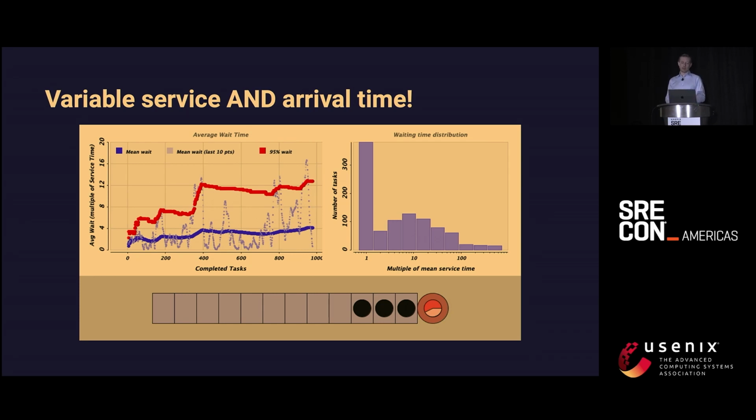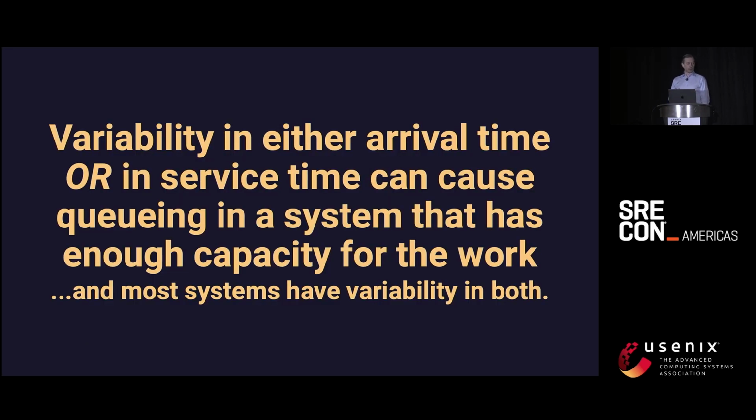Service time is a little less clear. If you imagine a web service that does nothing but perform a mathematical operation on a lightly loaded server, it's possible you can have relatively stable service time. But if a service has to use a disk, talk to a database, or call additional services, it's likely to have a wide distribution of service times. And very few of us can convince our companies to invest in extra compute just to make sure that our servers are mostly idle. So the key here is that variability in either arrival time or in service time can cause queuing in a system that has enough capacity for the work. And most systems have variability in both.